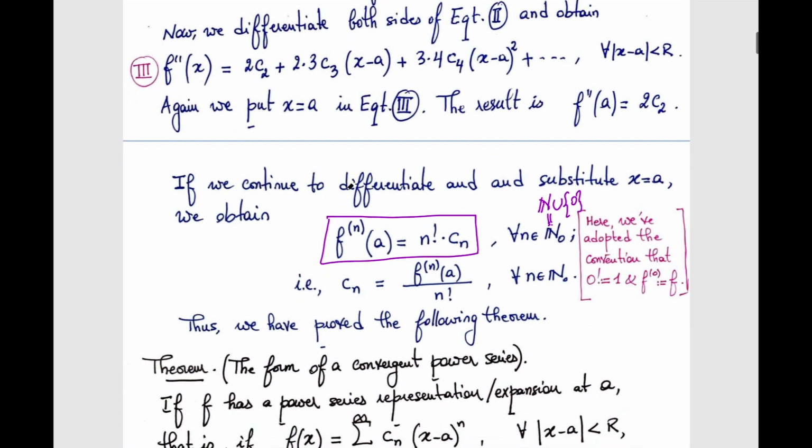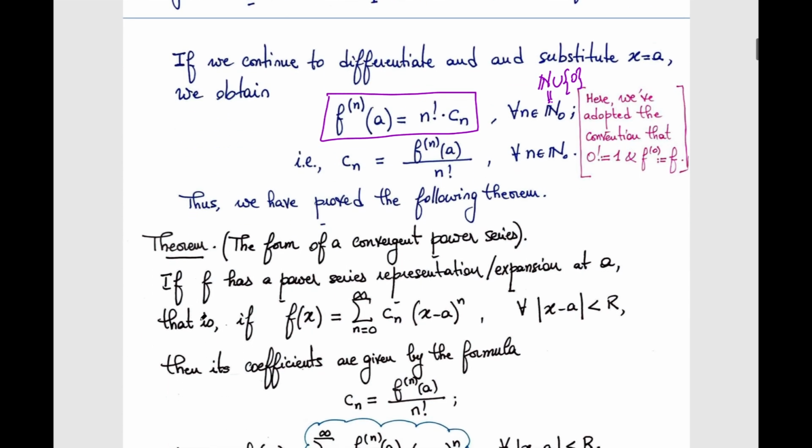All right. As such, what's the cn then? The cn is equal to the nth derivative of f at the point a divided by n factorial, and this is true for any n that's a non-negative integer. Okay. So we just proved the following theorem.